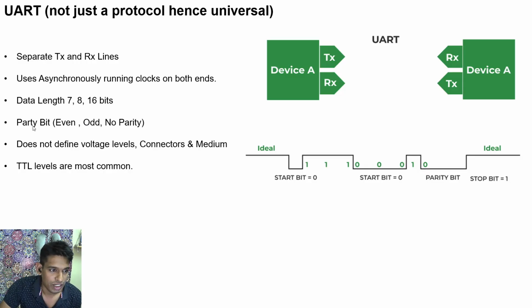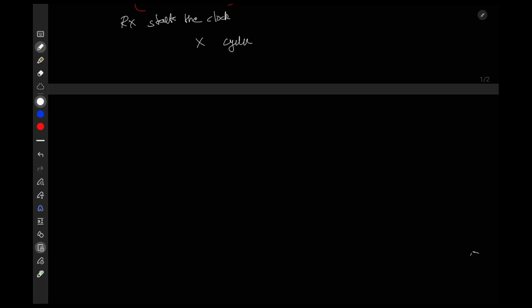So basically, parity is of three types. There is no parity, where you do not use parity at all. Then you can use even parity, where the number of ones will always be even, and odd parity, where the number of ones will always be odd. Let me clearly define what a parity is. Moving on to the whiteboard.